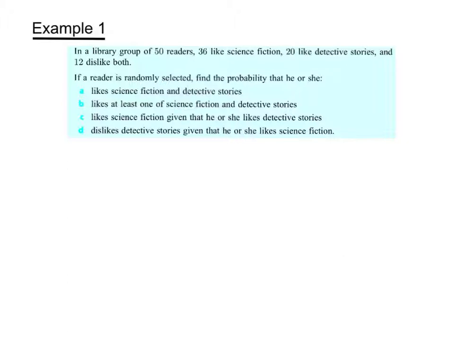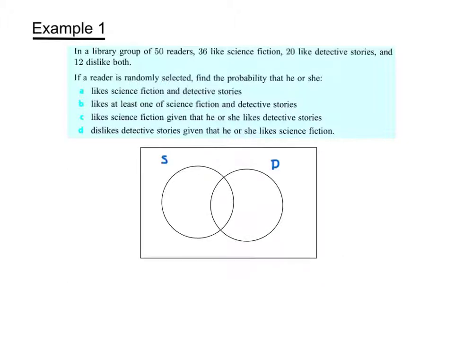In this case, it would be very helpful to draw a Venn diagram, so I'm going to set up a blank one here. So we know we have 50 readers, and we know 36 like science fiction, so that would be this circle, and 20 like detective stories, that would be this circle, and 12 dislike both, so we're going to have 12 people on the outside.